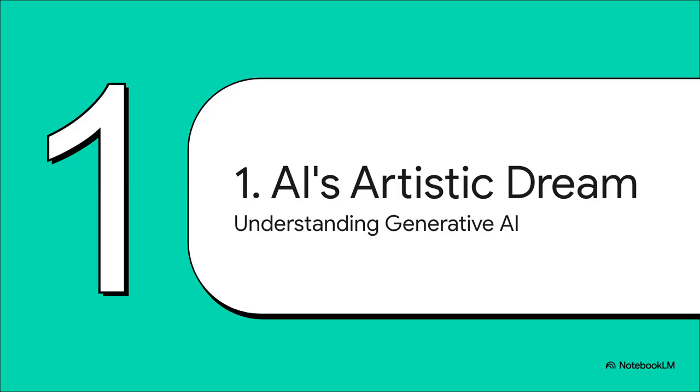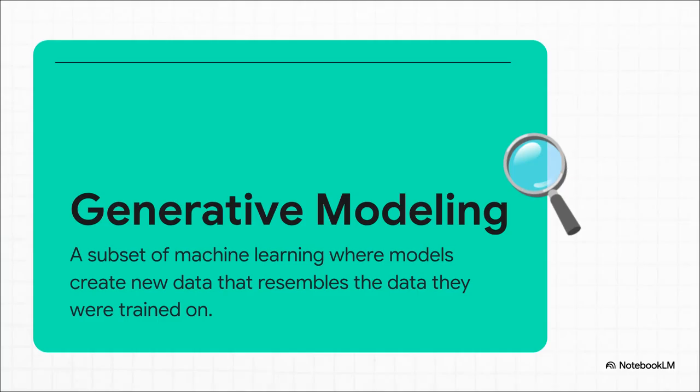To really get how this works, we have to start with the fundamental technology that makes this whole thing possible. The star of the show here is something called generative AI. Now, you can think of most AIs as, say, classifiers. They look at a picture and say, yep, that's a cat. But generative AI is different. It's an artist. It looks at thousands of Ghibli movie frames, learns the vibe, the colors, the textures, and then it creates something brand new from scratch that fits right in.